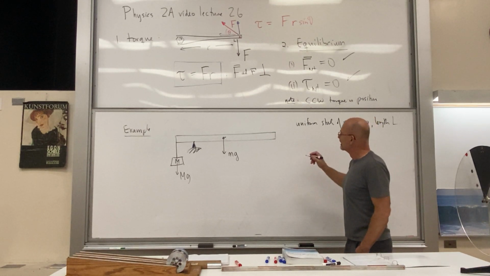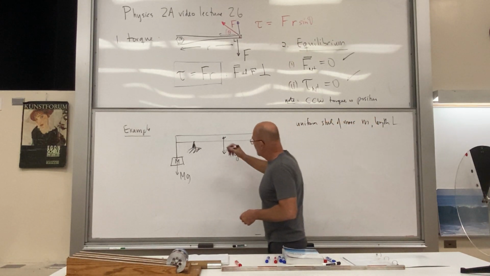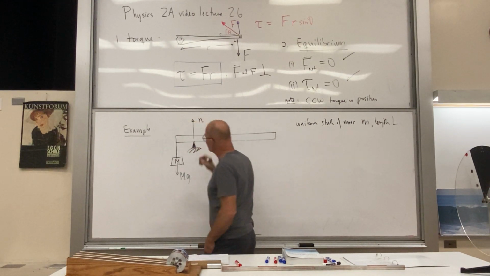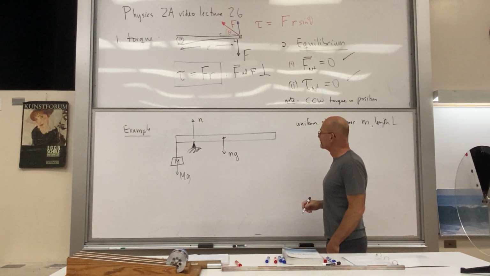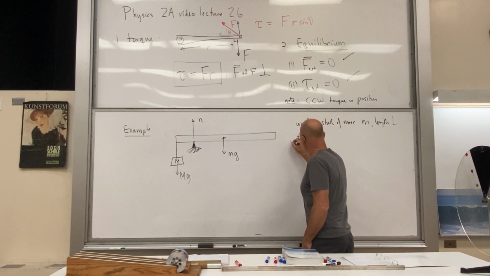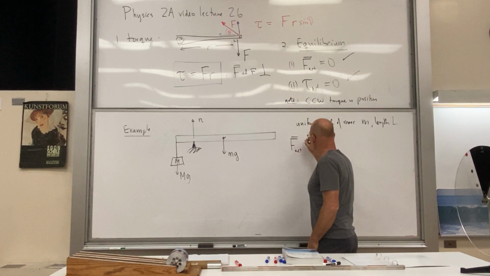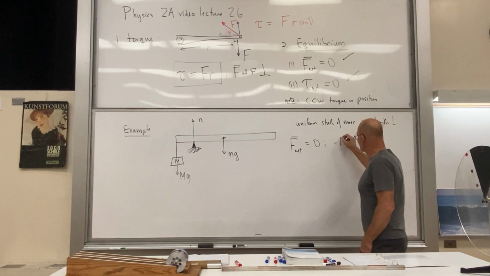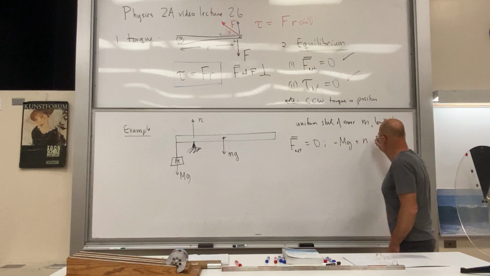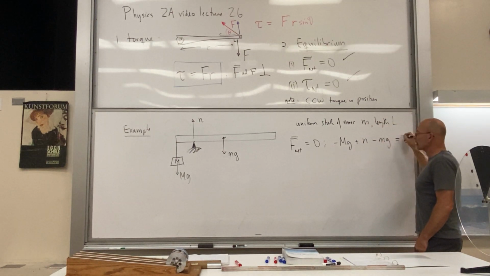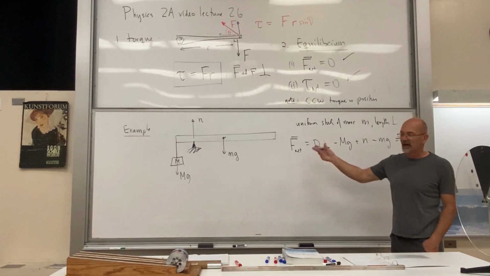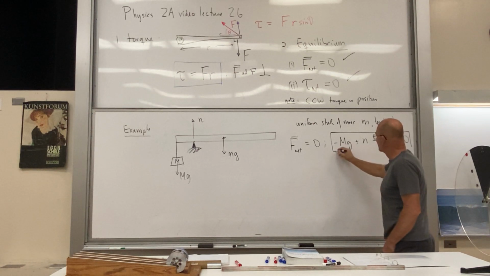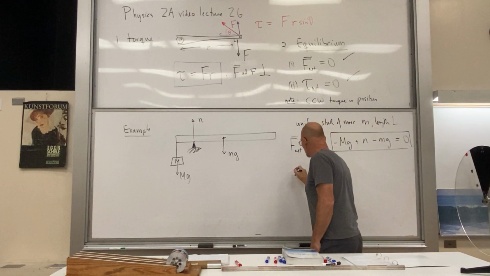Okay. So we also have here a normal force, right? So F net equals 0, we would be saying minus Mg plus N minus lowercase mg equals 0. That would be the net force equals 0 in the y direction. That's all we have. So there's one equation for us. Now, the net torque equals 0.